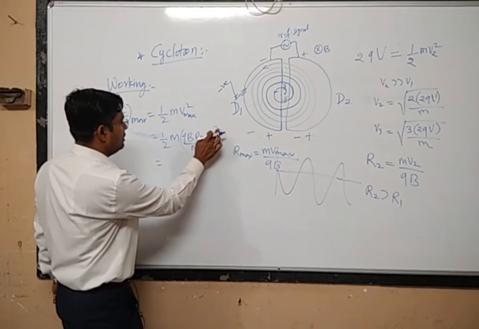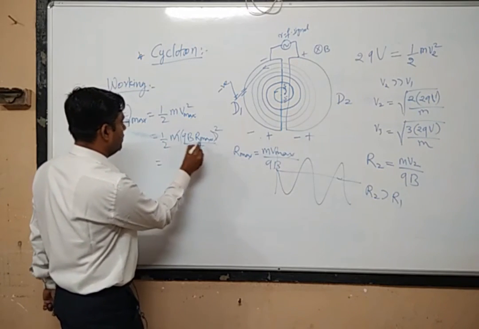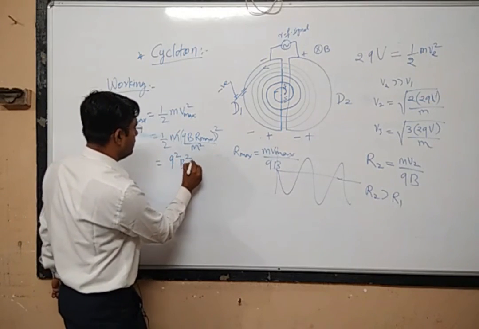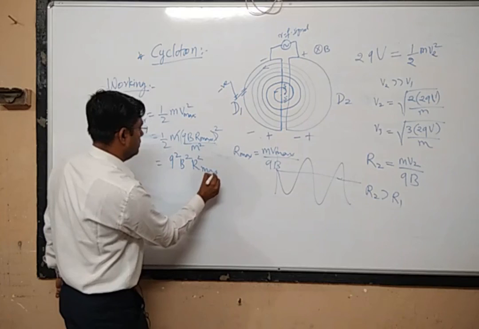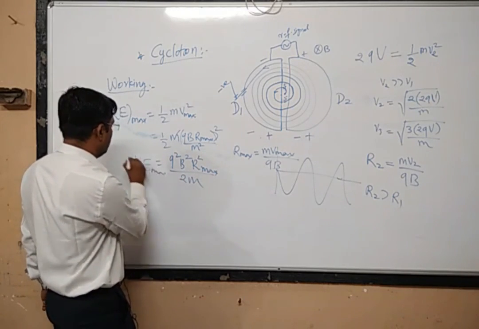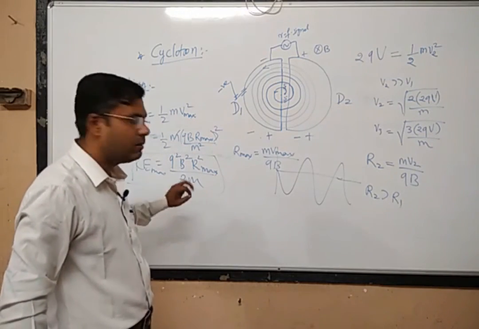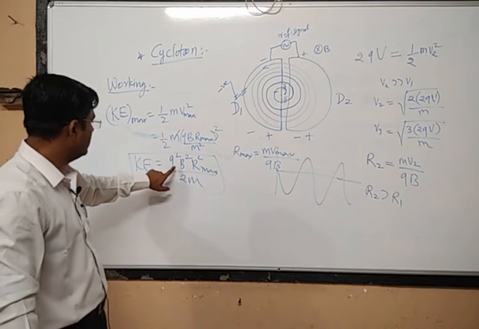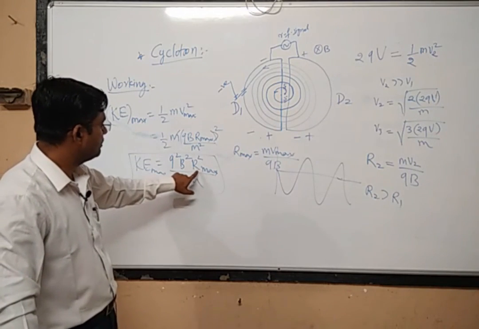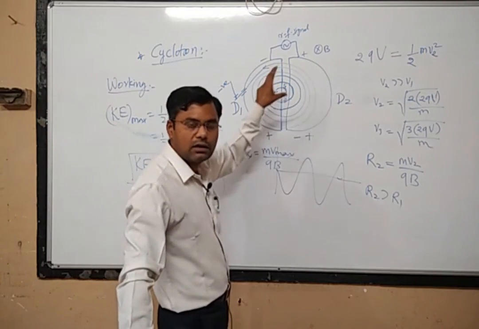Here it will be m square, so one m will get cancelled, and on the numerator q square B square r square max, divided by twice m. So this will be the expression for maximum kinetic energy acquired by the charged particle, and if all these quantities q, B and m are constant, then kinetic energy will be directly proportional to the maximum radius square. So it depends on how big the D's you are making.